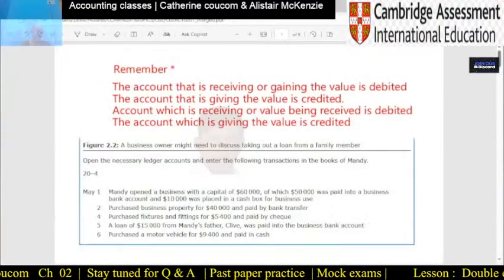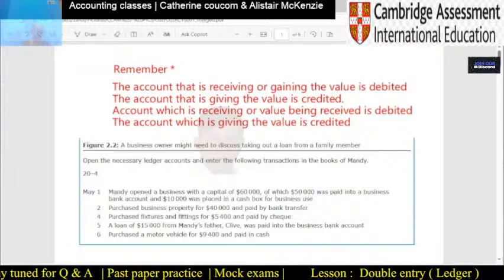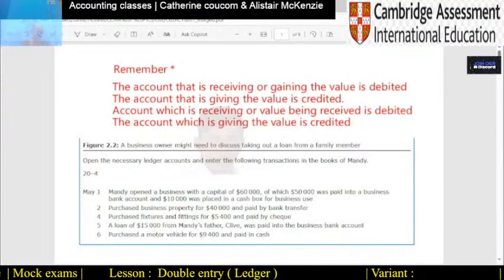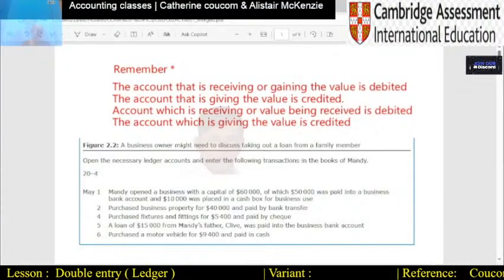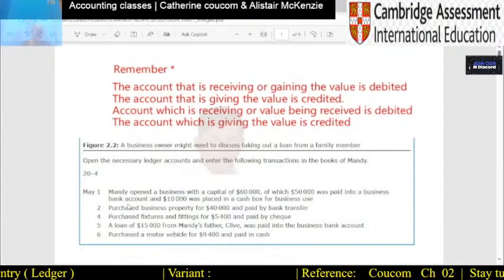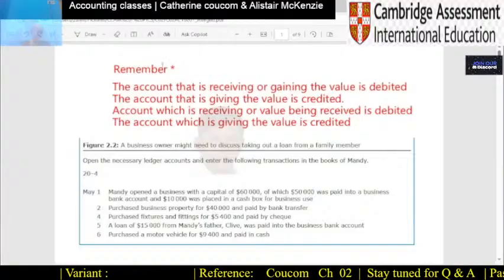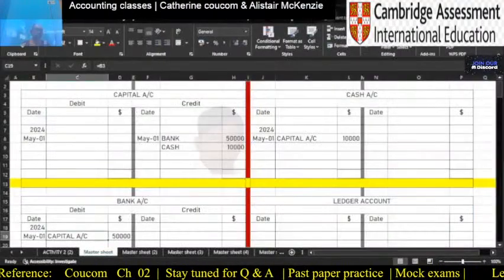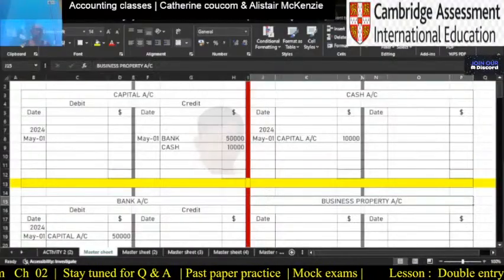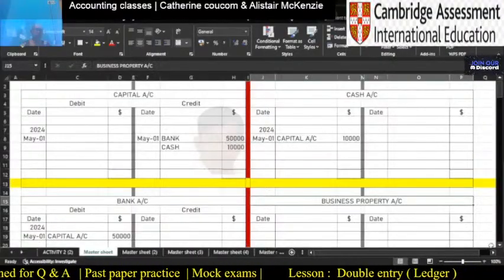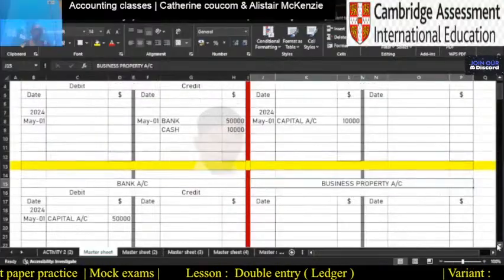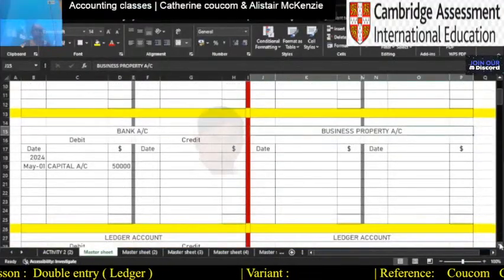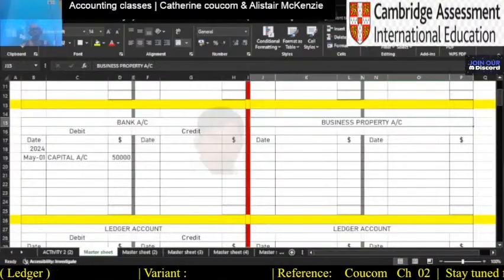Next, purchased business property for $40,000 and paid by bank transfer. That is on May 2nd. So for May 2nd, we have to open the business property account.